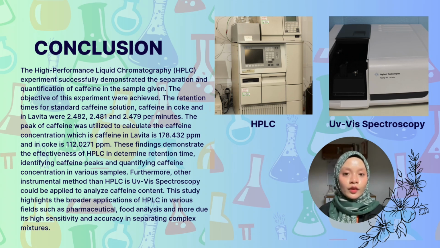We calculated the caffeine concentration using the response factor method. Caffeine in Lavita is 178.432 ppm and caffeine in Coke is 112.0271 ppm. This finding demonstrates the effectiveness of HPLC. Furthermore, another instrumental method that can be used besides HPLC is UV-vis spectroscopy. It could be applied to analyze caffeine content. UV-vis spectroscopy is suitable for preliminary quantification of caffeine. This technique can enhance the reliability of caffeine analysis in various applications.